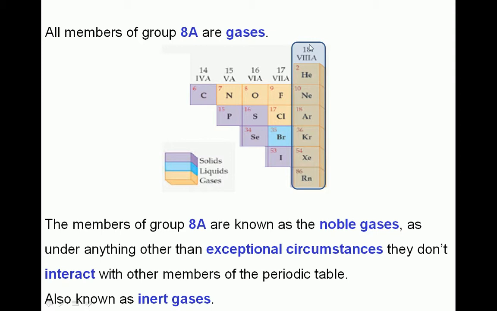All of the members of group 8 are nonmetals and are gases, and these elements are referred to as the noble or inert gases, and except under unusual circumstances they don't interact with other elements. That's where they get the title of noble from. They don't interact much with the more common elements.